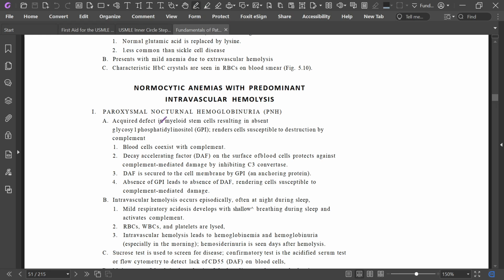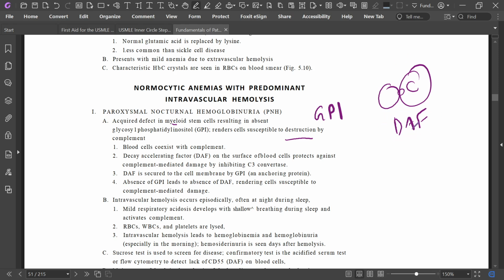There is an acquired defect in the myeloid stem cell, resulting in absent GPI, glycosyl phosphatidylinositol, which renders cells susceptible to destruction by complement. We know that a blood cell coexists with complement. DAF, decay accelerating factor, on the surface of the blood cells protects against this complement mediated damage.